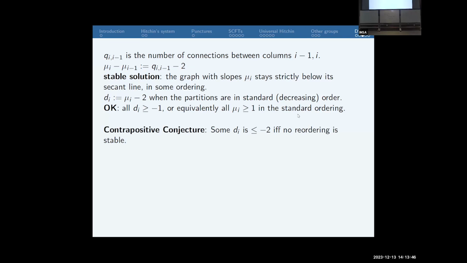So if you take the contrapositive of our conjecture, it says that some d_i is less than or equal to minus 2. This is the statement about the standard decreasing order partition. If and only if there is no reordering which is stable.